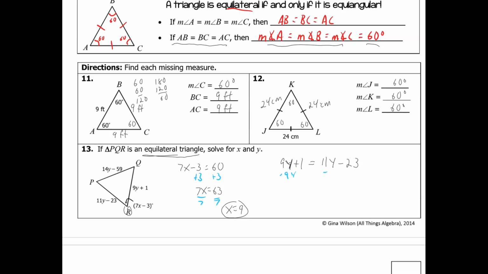Subtract 9y from both sides. Add 23 to both sides. And my real equation is 24 equals 2y. Divide both sides by 2. And my conclusion is y equals 12.